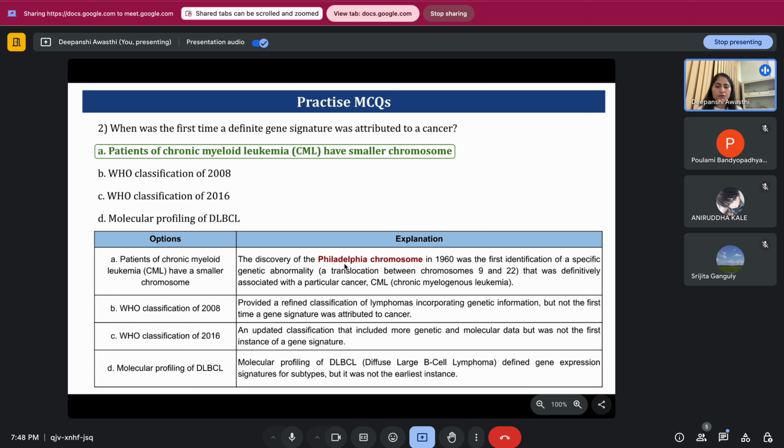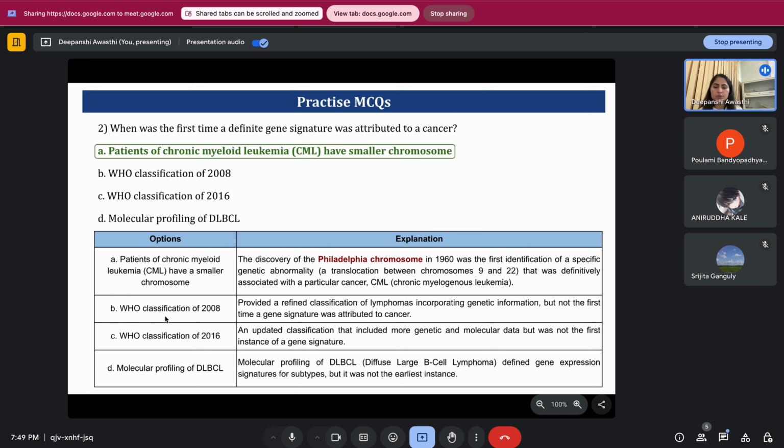The discovery of the Philadelphia chromosome, which was made in 1960, was the first identification. This Philadelphia chromosome was also discussed in that lecture, in terms of how the translocation happens between chromosome 9 and 22. We'll look into the Philadelphia chromosome in the next slide. So this was the first study behaving like a gene signature attributed to a cancer, specifically associated with chronic myelogenous leukemia, which is CML.